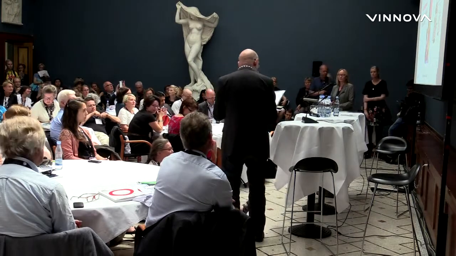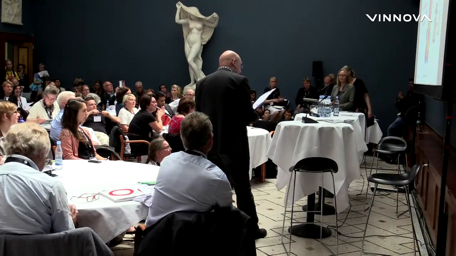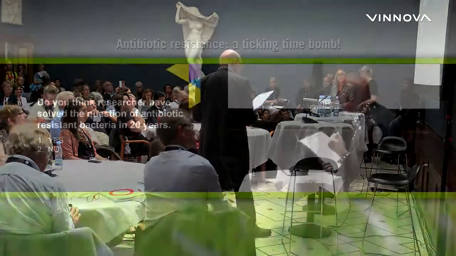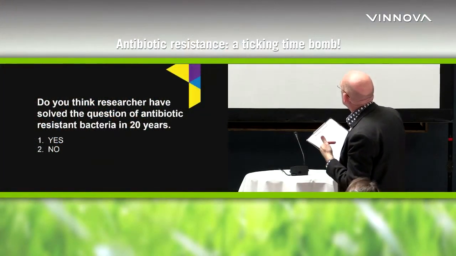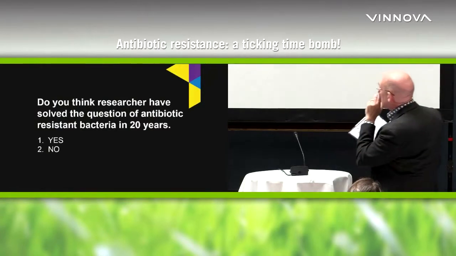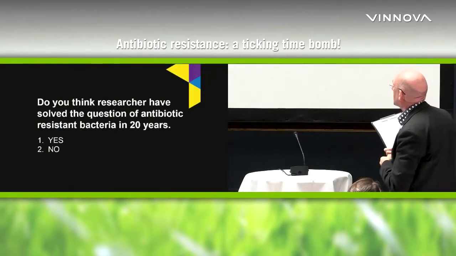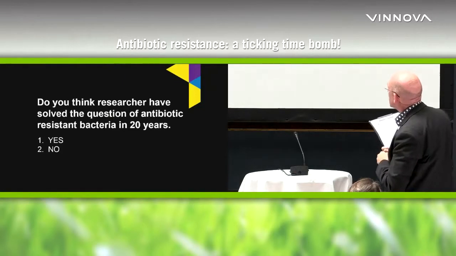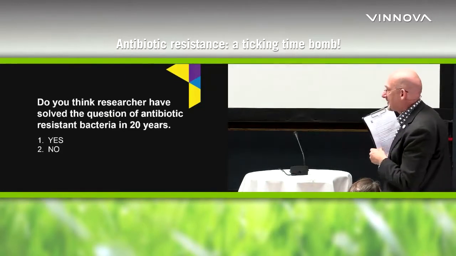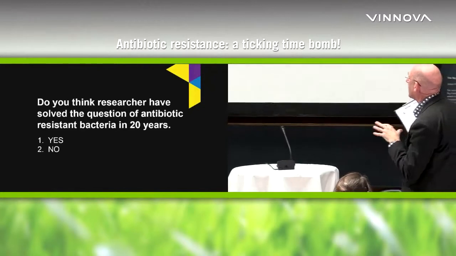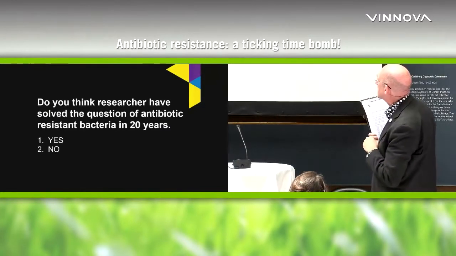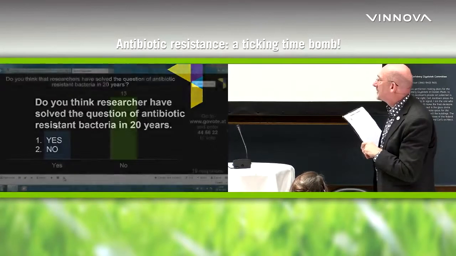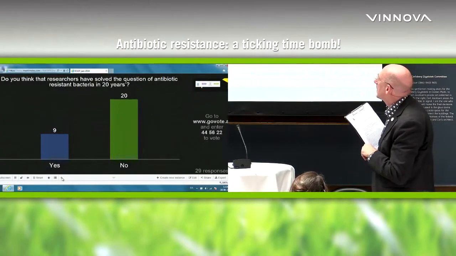And we're going to have another, one of our final spot polls coming up now. So again, 44, 56, 22 is the code. Do you think researchers have solved the question of antibiotic-resistant bacteria in 20 years, i.e., will they have in 20 years? The English has got a bit garbled on that one. But do you think researchers will have solved the question of antibiotic-resistant bacteria in 20 years? 1 for yes, 2 for no.